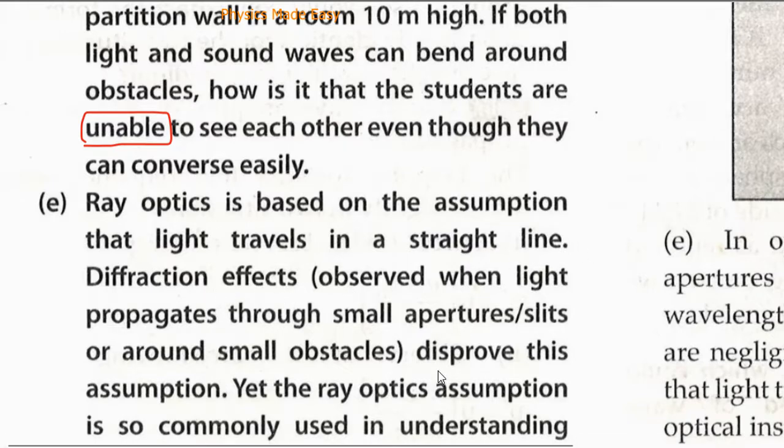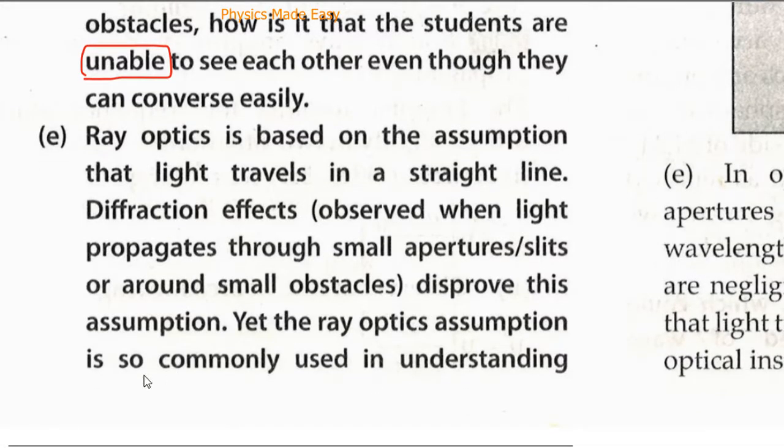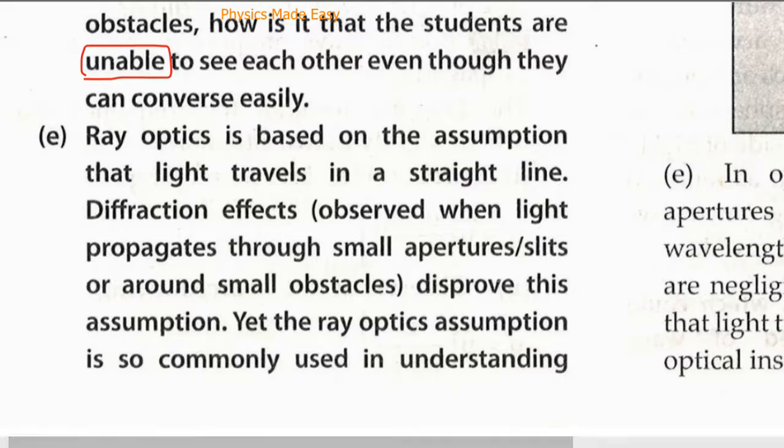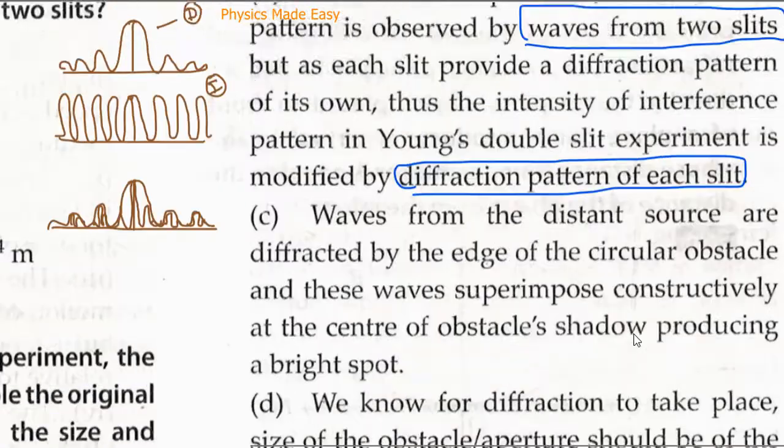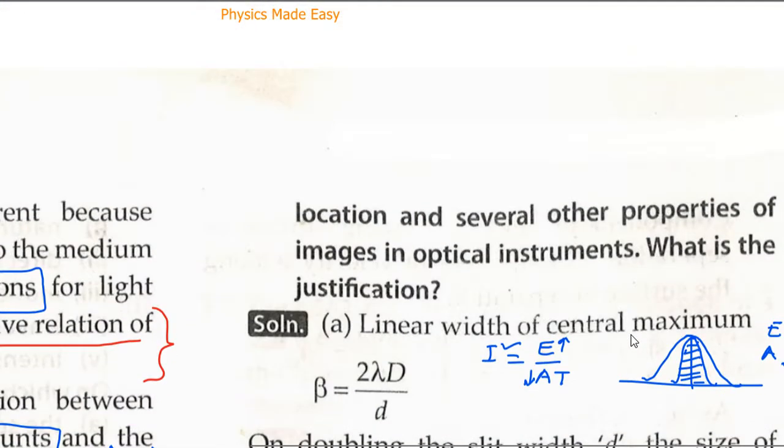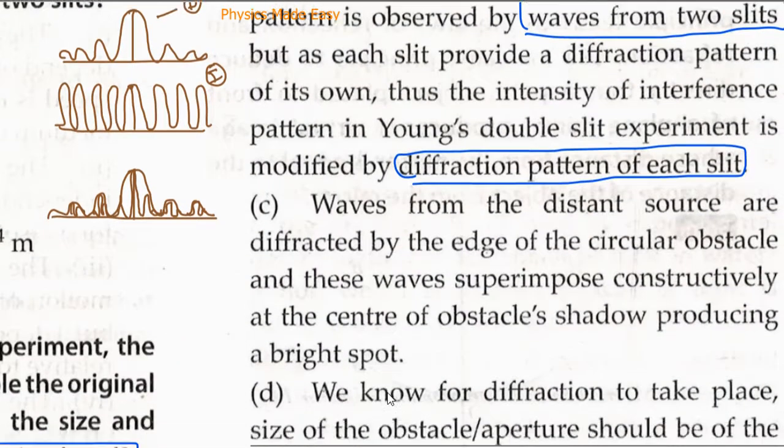Now the next case: ray optics is based on the assumption that light travels in a straight line. Diffraction effects disprove this assumption, yet the ray optics assumption is so commonly used in understanding the location and several other properties of images in optical instruments. What is the justification?